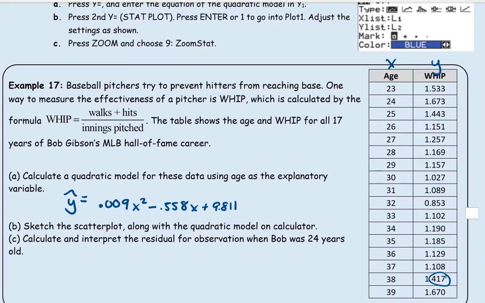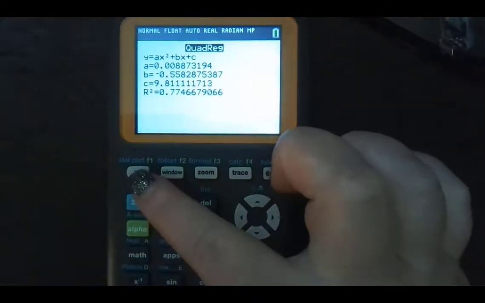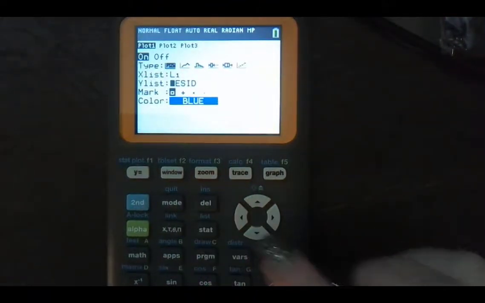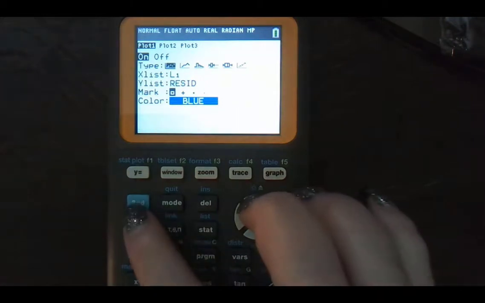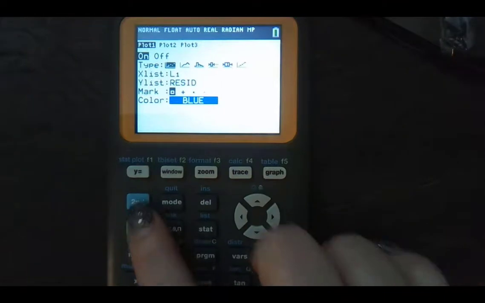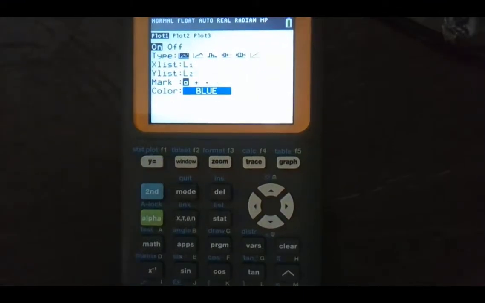In B, it's telling us to sketch the scatter plot along with the quadratic model on the calculator. So we're going to go back to the calculator. We're going to go to second, stat plot. We're going to make sure our stat plot is on, and it's actually here on residual, so I might want to make sure that L2 is in there. To make sure that L2 is in there, you would press second, and then if you go down here to 2, you see that little L2 there. Great. And you would want to graph it.